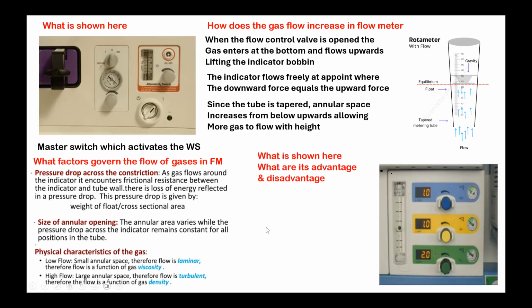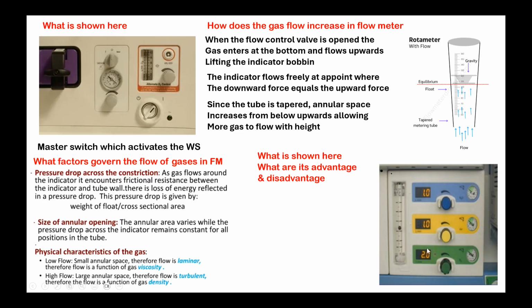What is shown here and what are the advantages and disadvantages of this? Of course, this may be seen in some hospitals where they have this sort of component in the anesthesia machine, but it is not very commonly used like other flow meters we have seen. So just by looking at the picture, can you identify all the things you are seeing?